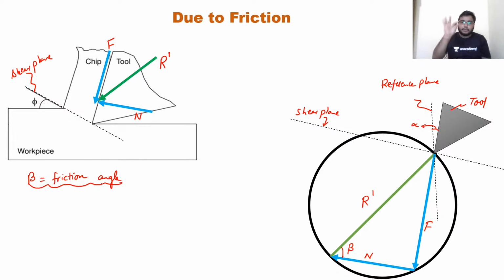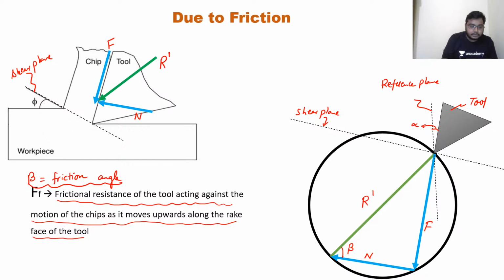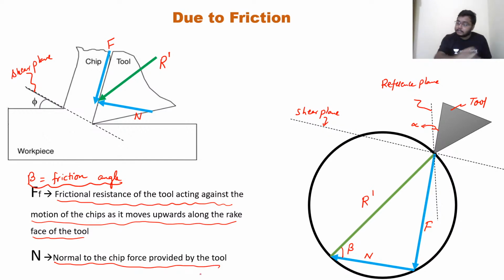So I hope due to friction, what are the forces that are acting on the chip is clear to you, and how we are integrating those forces that are acting on the chip in this circle. This is clear now. So FF is your frictional resistance of the tool acting against the motion of the chip as it moves upward along the rake face of the tool. And what is FN? Normal to the chip force provided by the tool. So I hope these things are clear.